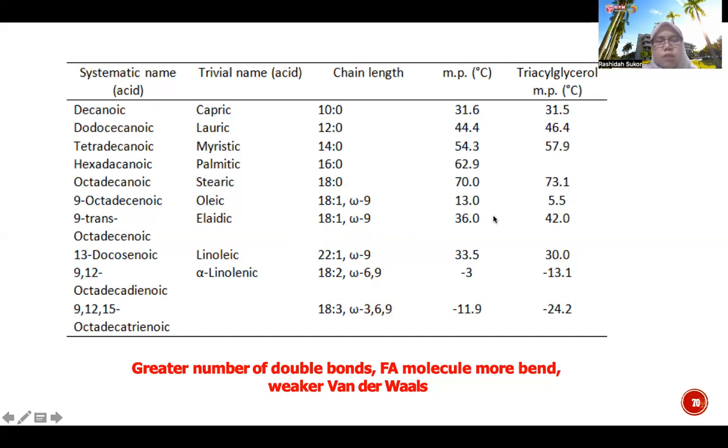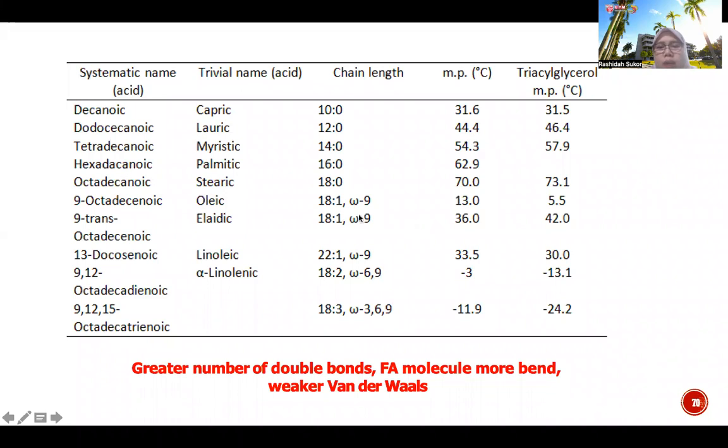So 13, if at room temperature, dia adalah apa? Dia adalah oil lah, because our room temperature is about 30 degrees kan. So for elaidic, at room temperature dia masih lagi belum melt. So at 36 kan. Because the location of the bond, one is cis, one is trans. Because elaidic ni dia trans octadecenoic acid.